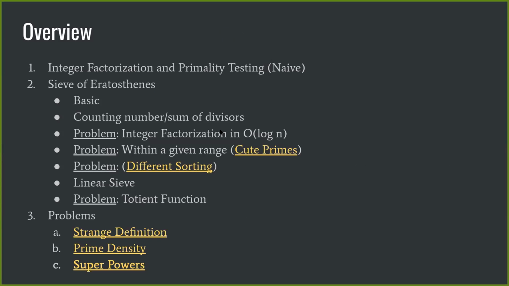So the basic question regarding integer factorization is, suppose you are given a number n, what is the most efficient way to find the factors of that number n?